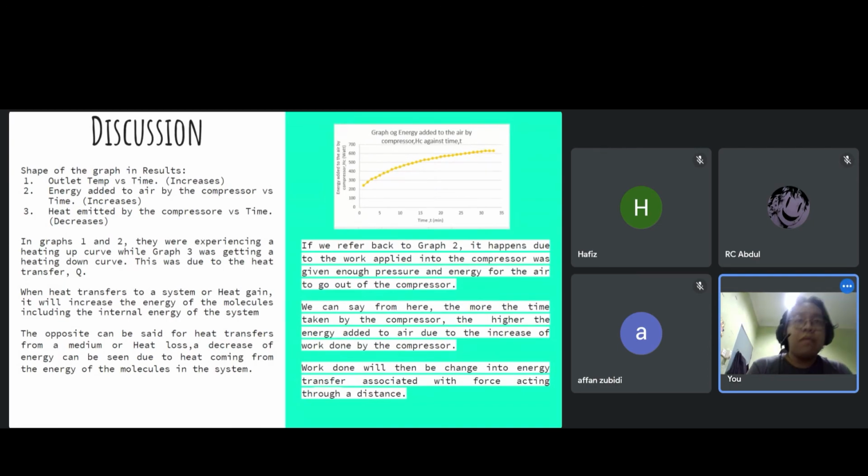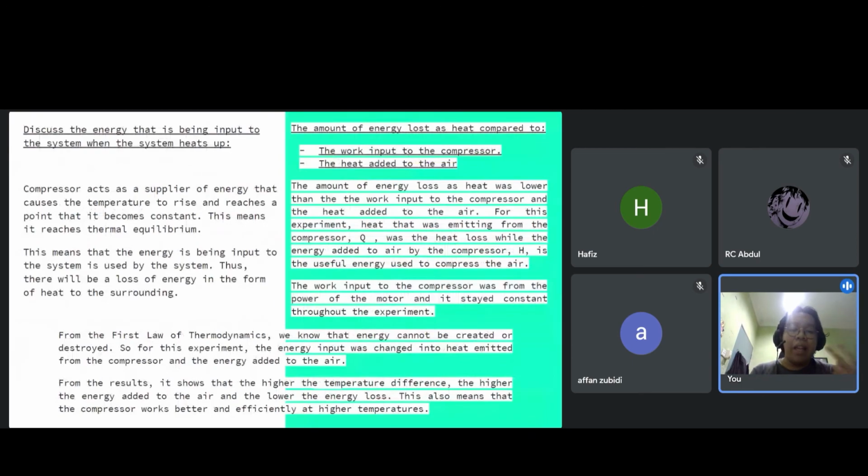So next slide. The second part that we need to discuss is the energy that is being input to the system when the system heats up. Apparently for a compressor, it acts as a supply of energy that causes the temperature to rise, and eventually it reaches a point that we can't even see the difference. We can call it constant. That means that it reaches a thermal equilibrium. That also means that the energy being input to the system is being used by the system. Thus, there will be a loss of energy in the form of heat to the surrounding.